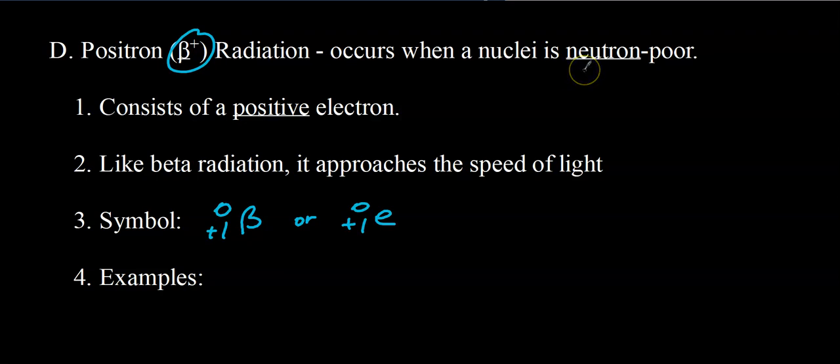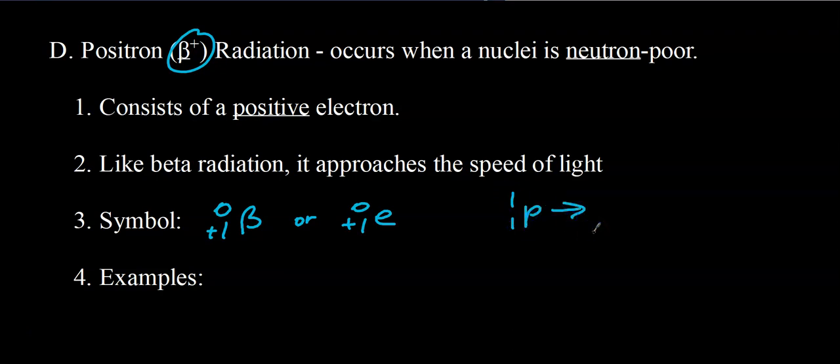Again, neutron-poor or proton-rich, right? We can put that there as well. Too many protons in the nucleus. So this is a way for the nucleus to get rid of a proton. So let's start off with a proton.